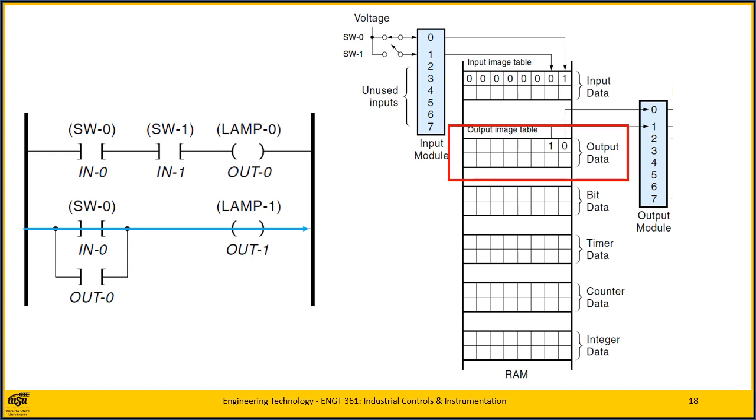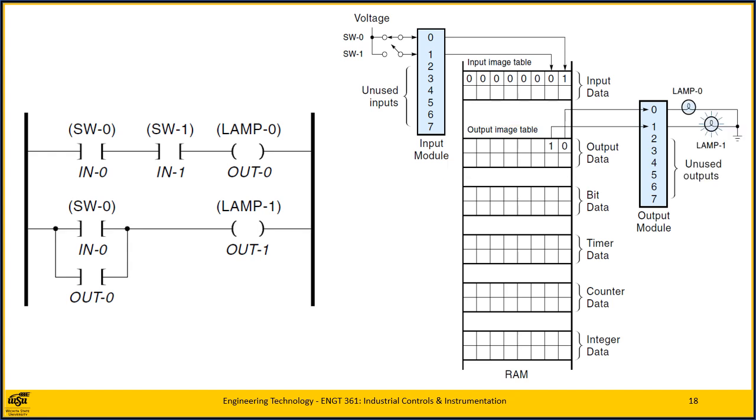In this case, because SW0 is on, OUT1 will be energized, and this result is stored as a 1 bit in the output section of the RAM. This completes action on the second rung. If there were more rungs, each would be evaluated in sequence until all had been executed.